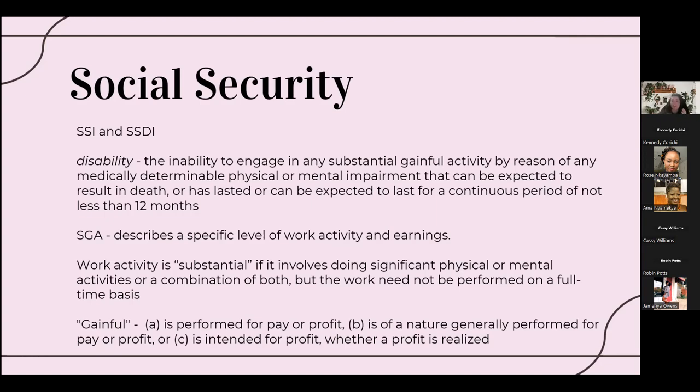The Social Security Administration has a definition for disability, which is right here: the inability to engage in any substantial gainful activity by reason of any medically determinable physical or mental impairment that could be expected to result in death, or has lasted or can be expected to last for a continuous period of not less than 12 months. So it's chronic, it's ongoing. It is a serious condition that is impacting daily life functions, including going to work.